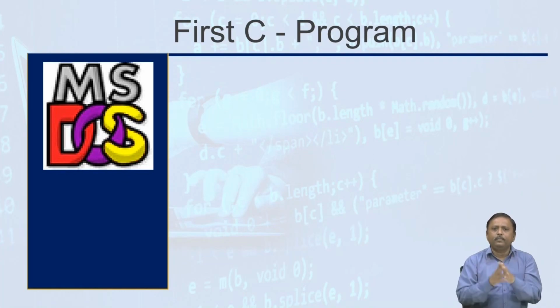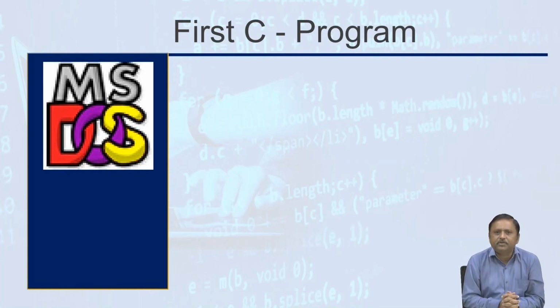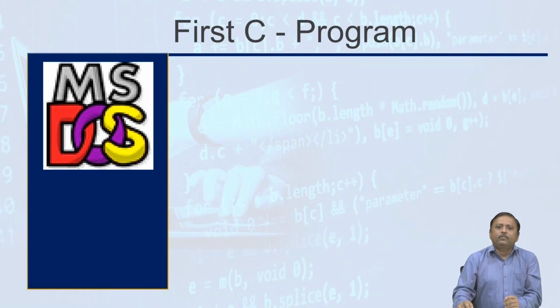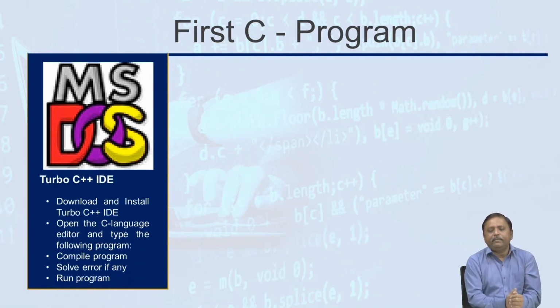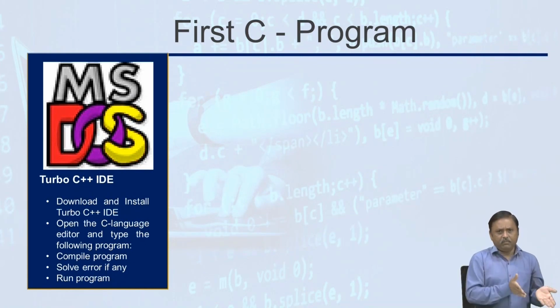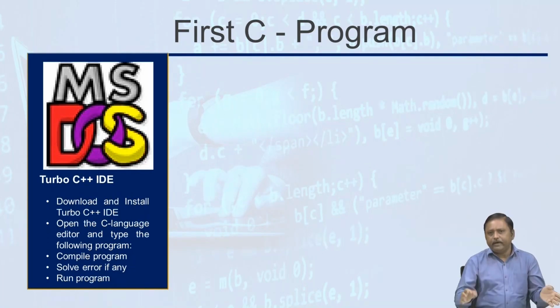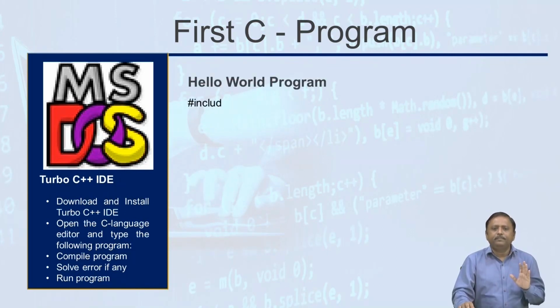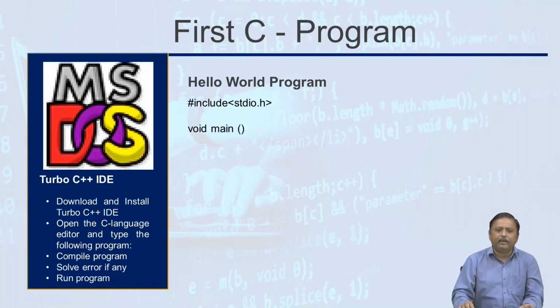Now how to write your first C program? For that you have to use Turbo C++ IDE. You can download Turbo C++ IDE, which is freely available, and then you have to open the C language editor and type your program. Once your program is complete, you have to compile that program.